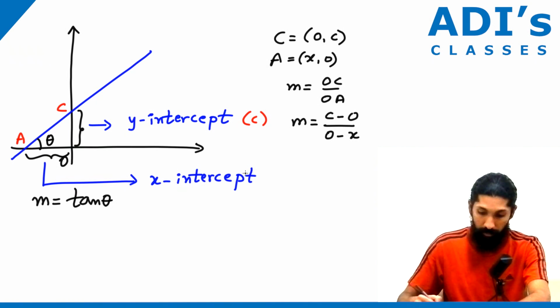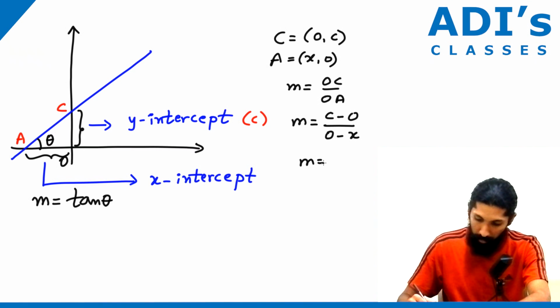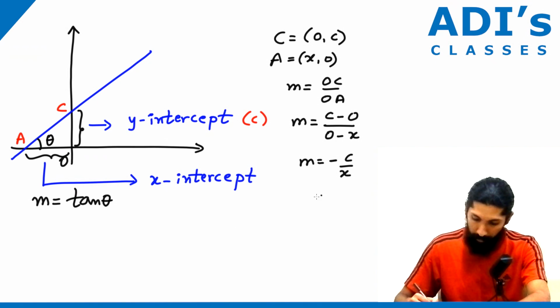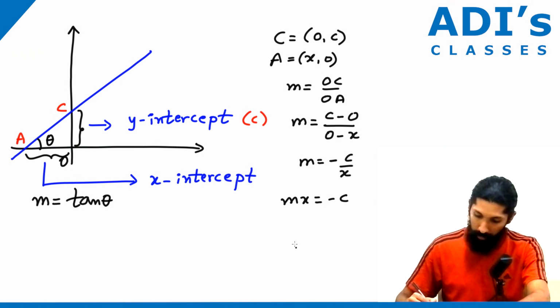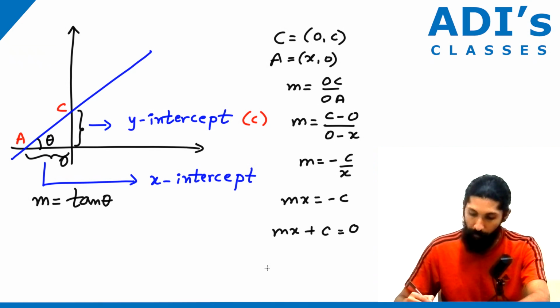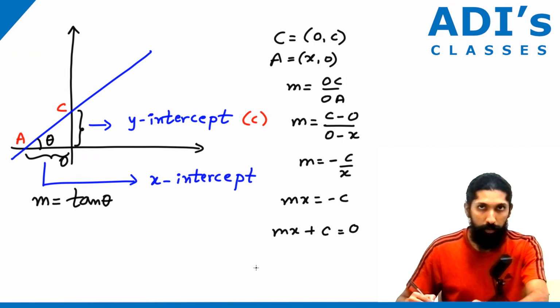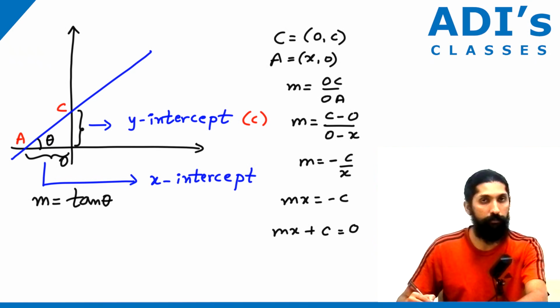Correct? 0 minus x. y2 minus y1 by x2 minus x1. So now what do we have? m is equal to minus c by x. So this value m into x is equal to minus c, isn't it? Or mx plus c is equal to 0. Now what I want you to understand is we got mx plus c is equal to 0.